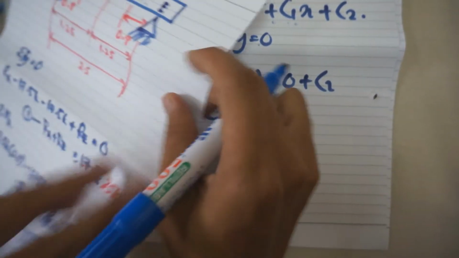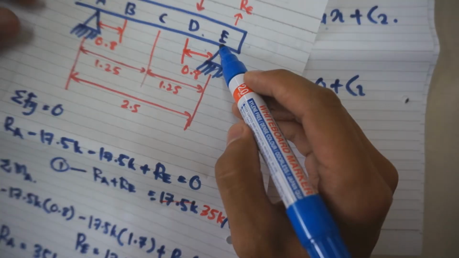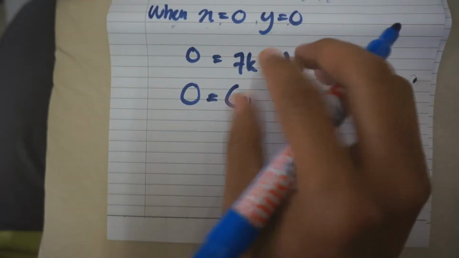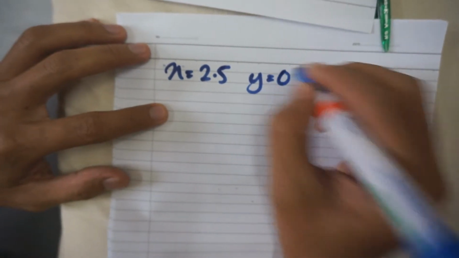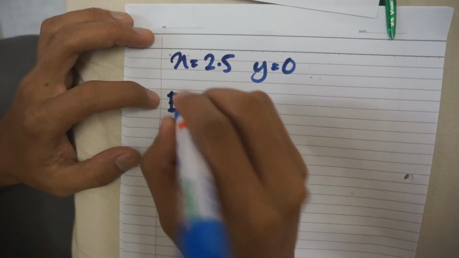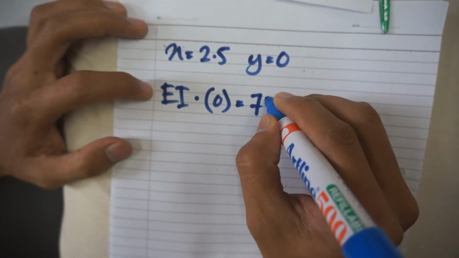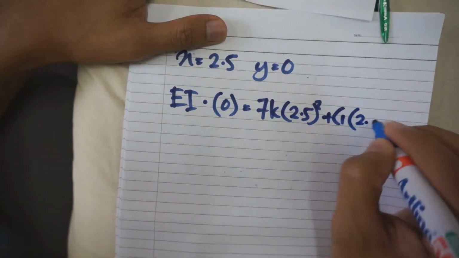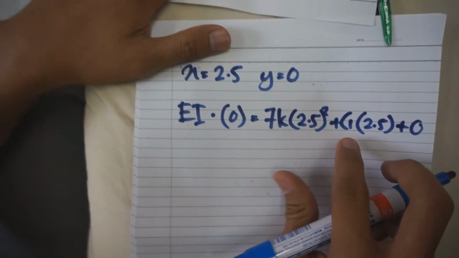Now we have to find the x is 2.5 but the y is still 0, so we substitute x equals 2.5 and y equals 0 into the equation. So EI times y, which is 0, equals 7k times 2.5 squared plus c1 times 2.5 plus c2, which is 0, that means 0. So we have to find c1.